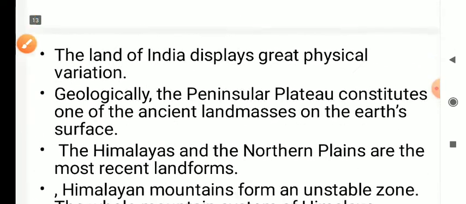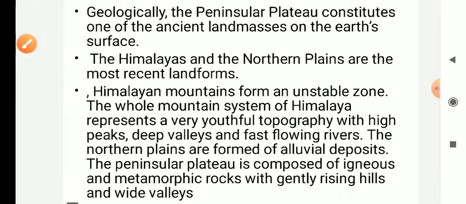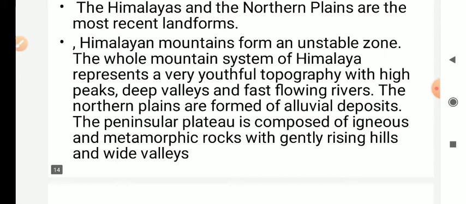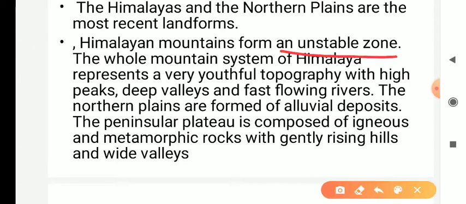Then come to here. Himalaya and other plains are most recent landforms. Himalayan mountains form an unstable zone. The plates are still moving toward each other, so Himalaya is still building, and its height is increasing. Because the plates are moving and striking, earthquakes are very common in the Himalayan zone.